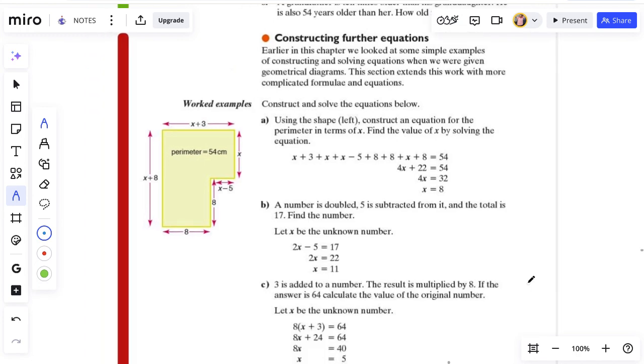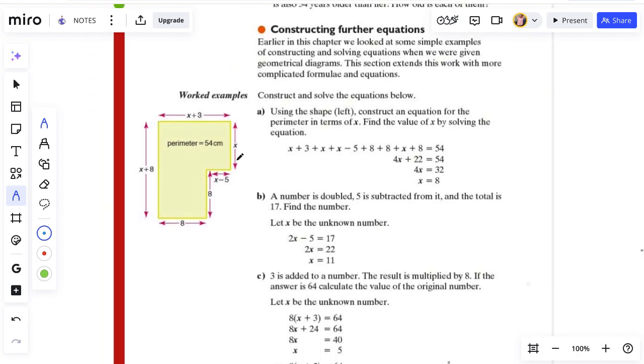For this one, I just want to show you something before we go. We did it in part 1 before, but this is about perimeter. Perimeter is the total distance around the object. So you add x plus 3 plus x plus 5 plus 8 plus 8 plus x plus 8, equal to the perimeter, which is 54. So you add all the x together. You get 4x.